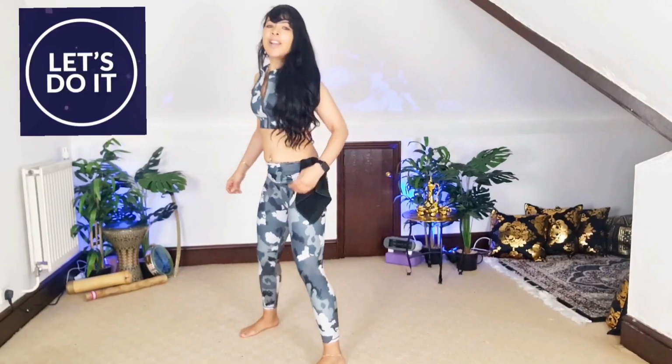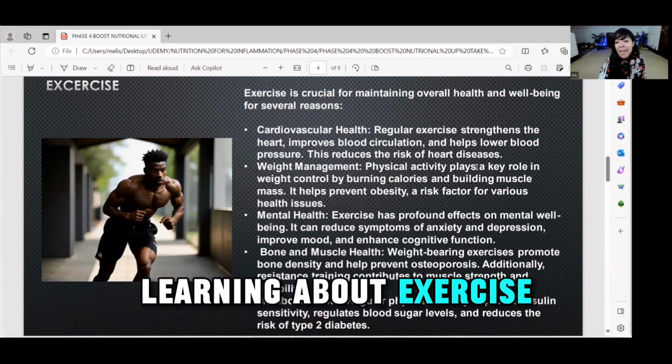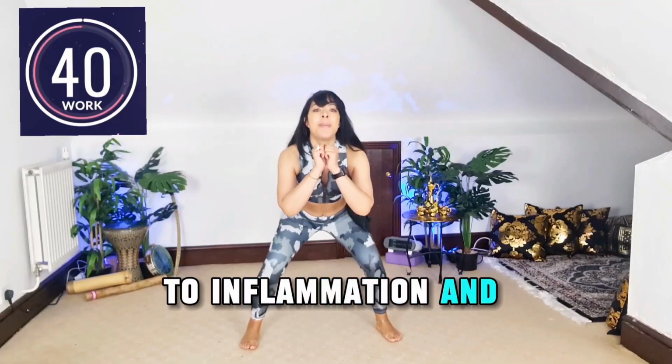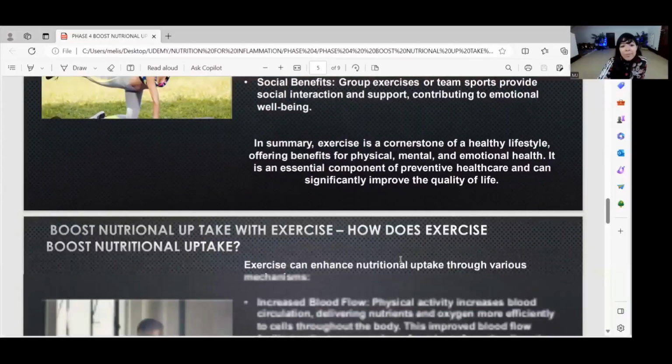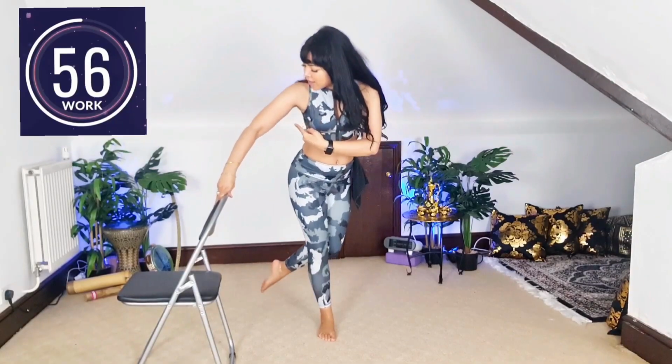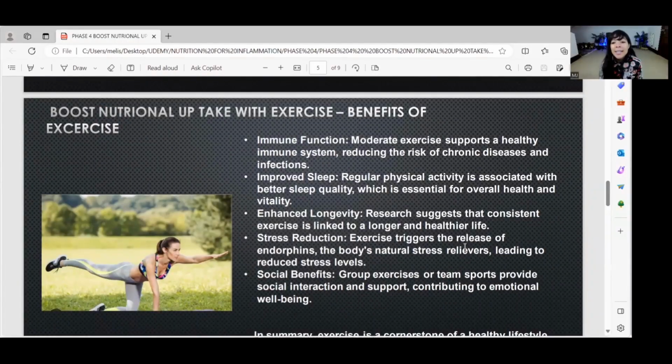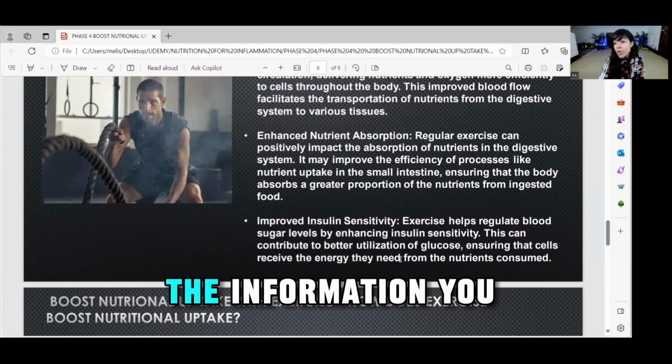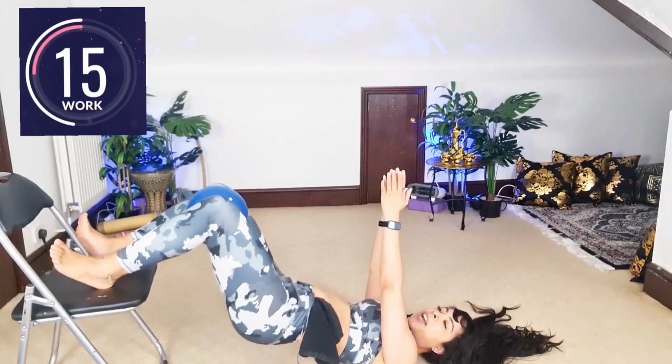Phase 4 includes learning about exercise and its relation to inflammation and nutritional uptake. We cover exercise and its effects on inflammation, an exercise and workout video, and challenges to help you apply the information you have learned so far.